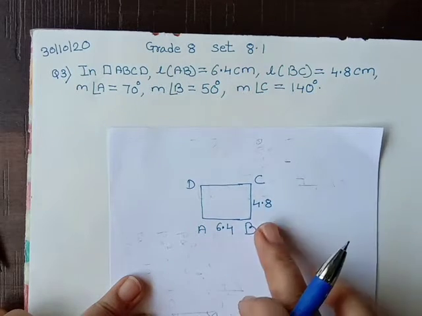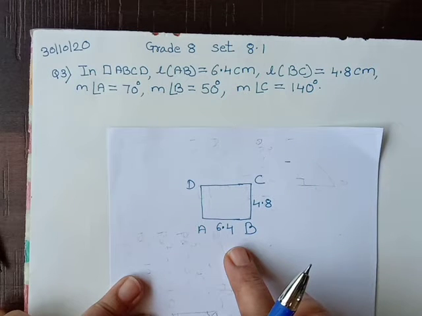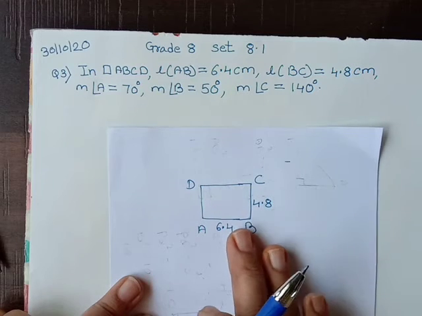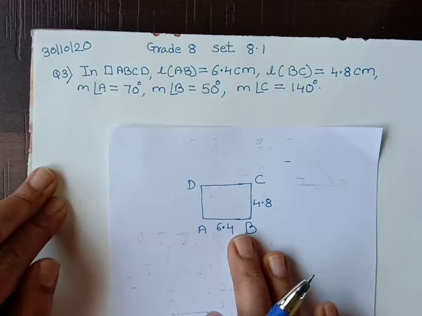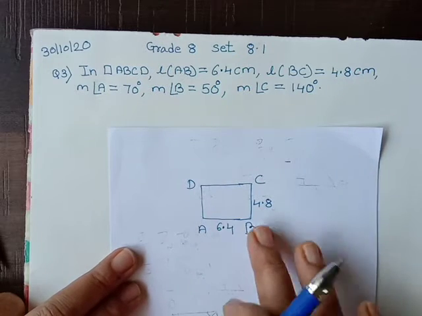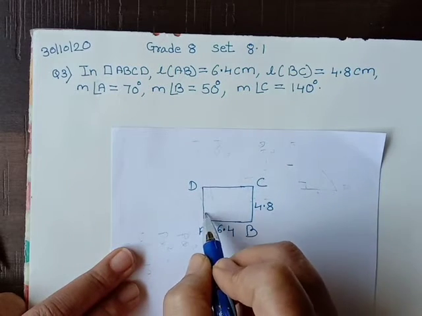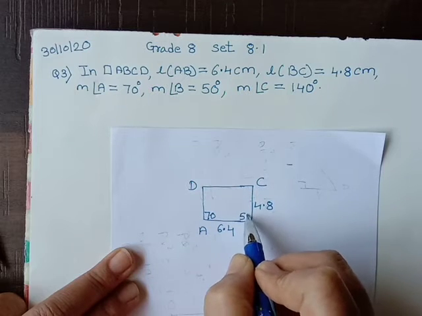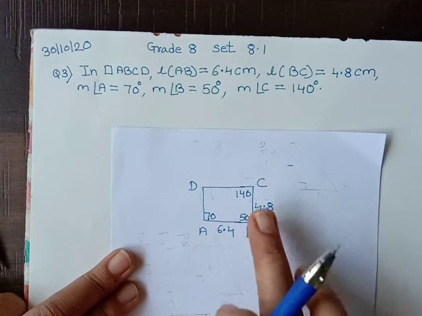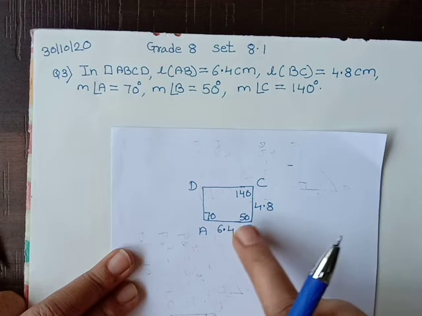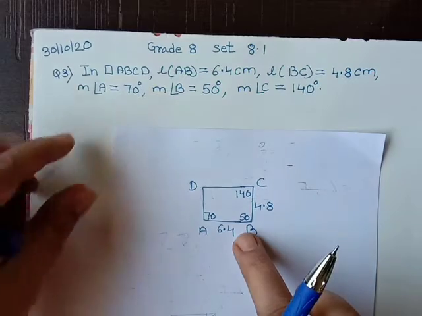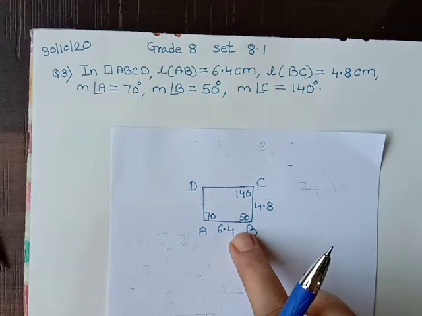Sometimes after drawing a rough diagram, we come to know that this arrangement is not proper, so again we have to redraw it. After making this rough diagram, you draw it on your main page, using that as reference. Let us see if this is working out. Angle A is 70, angle B is 50, angle C is 140, and BC is 4.8. So this is a construction of a quadrilateral where two adjacent sides are given and three angles are given. I think this is perfect, so you can use this as a reference diagram for drawing the fair one.